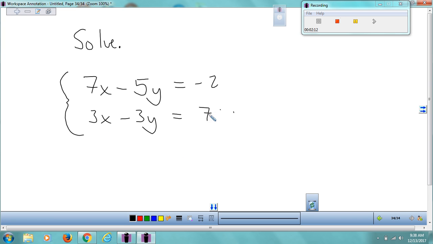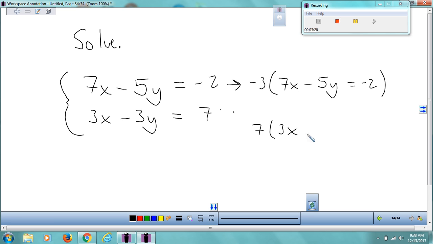So I've decided I'm going to go ahead and make this x term negative 21, the top. Which means if I want this to be negative 21, I'm going to multiply by negative 3. Negative 3 times 7 is negative 21. So I'm going to multiply the top equation by negative 3. And likewise, I'm going to want the bottom equation to have an x term that's positive 21. Negative 21 on top, positive 21 on the bottom. So I'm going to multiply this by 7. 7 times 3 is 21. So then I'm going to multiply the bottom by 7.